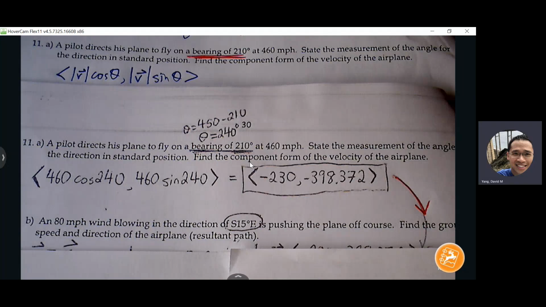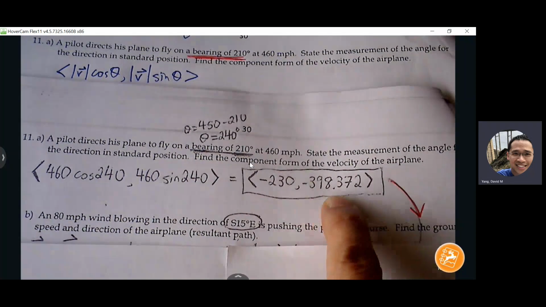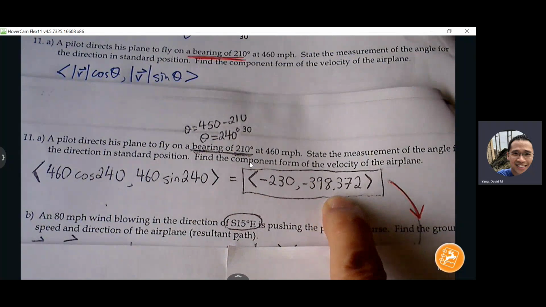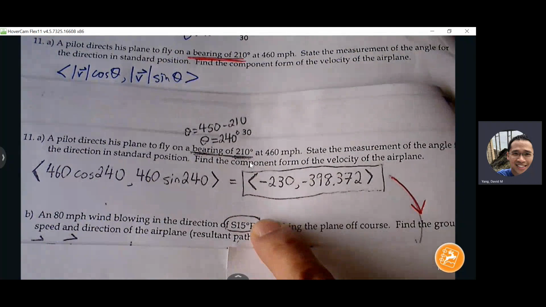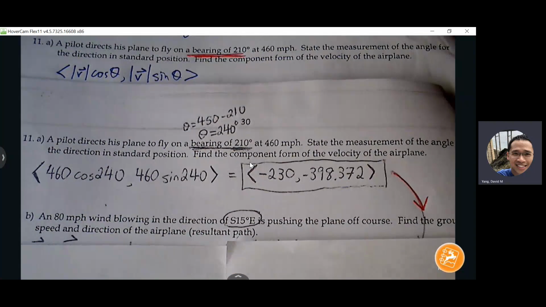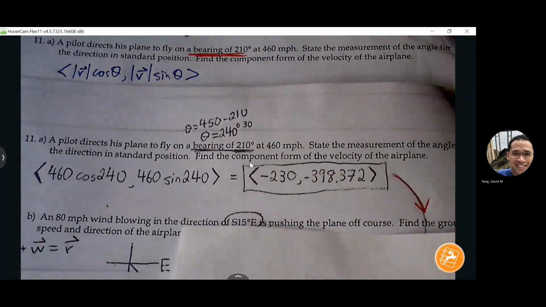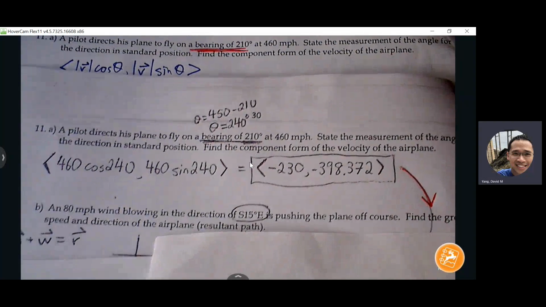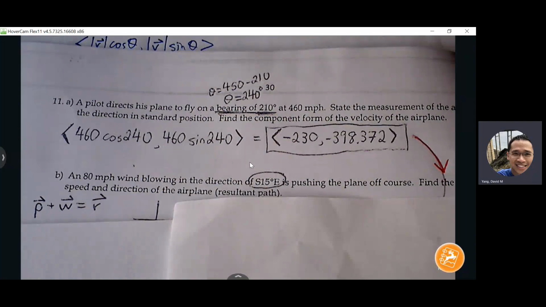Okay, part B, an 80-mile-per-hour wind blowing in the direction of south 15 degrees east is pushing the plane off course. Find the ground speed and direction of the airplane that results in this path. So this is more straightforward because I have the plane that's trying to move in this direction, and then the wind is going to blow it off course. So this is just the plane vector plus the wind vector, and we're trying to find the resultant vector.